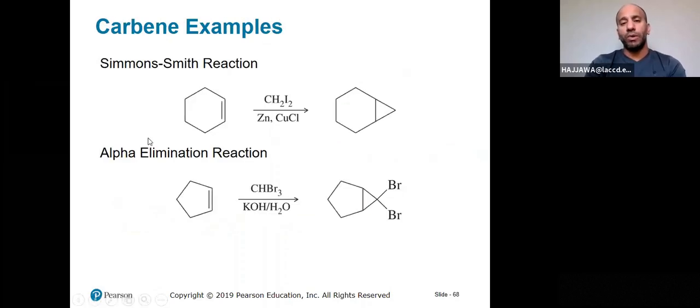So here's some more examples. You can see the difference between the two. If I have a cyclohexene reacting with the Simmons-Smith condition, I'm going to end up making a cyclopropane fused to the two carbons that are the alkene carbons. If I have a haloform or alpha elimination reaction, I'm going to end up making a dibromo cyclopropane fused to the structure.